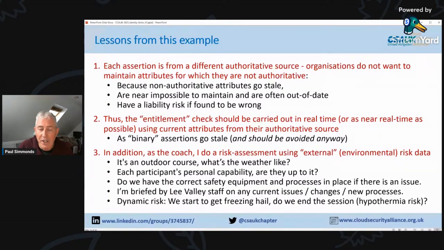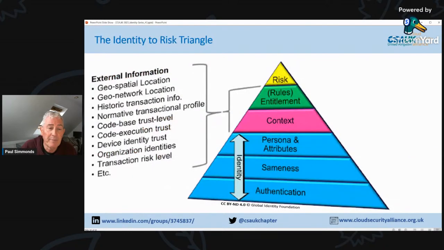And finally, we do a dynamic risk assessment. If we start to get freezing hail, do we end the session? Or thunder, actually, if you have lightning, basically we get everyone off the water. So is there a hypothermia risk or a lightning risk or whatever? We end the session early. So all of that feeds into our risk equation.